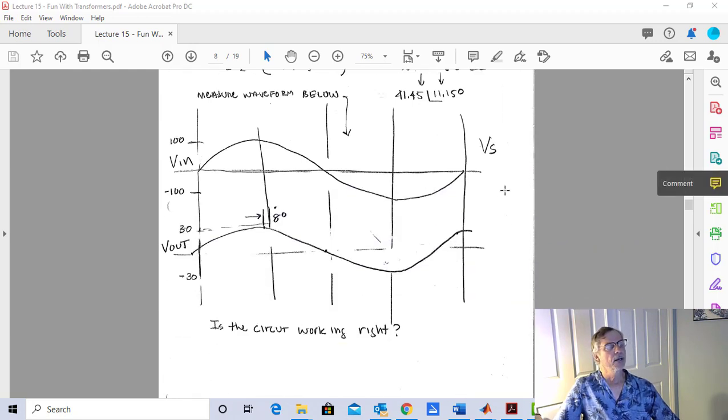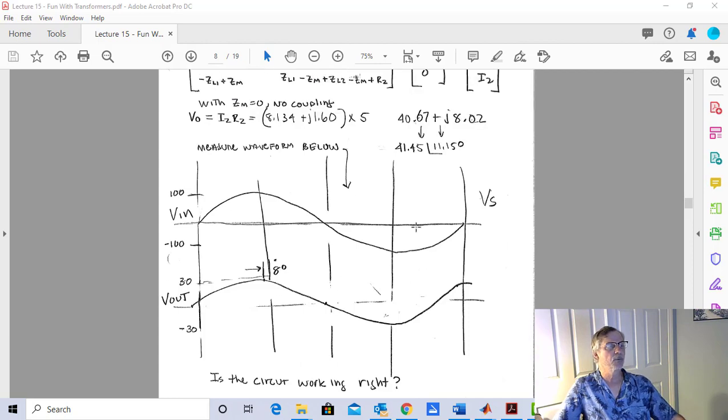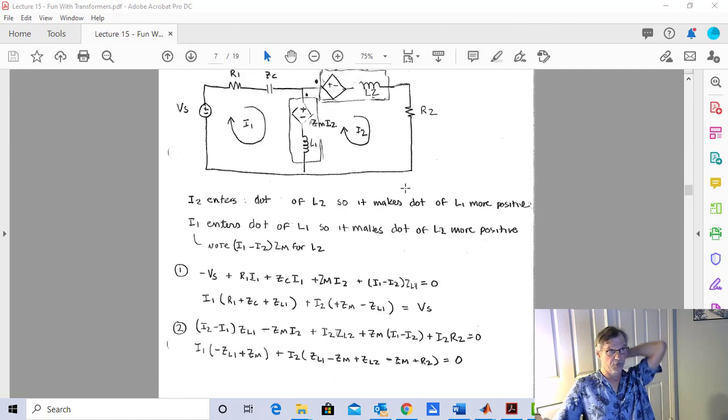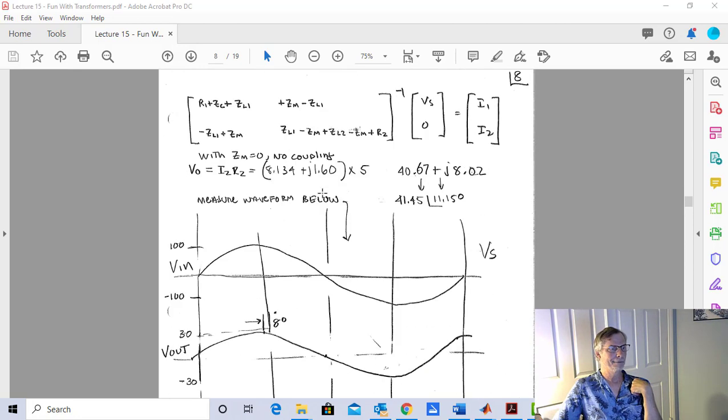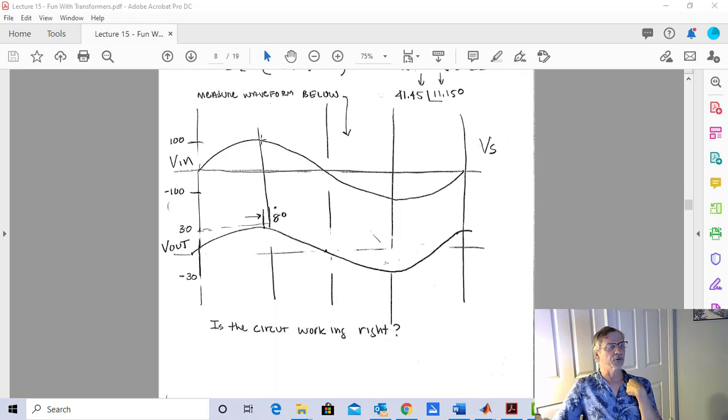So now let's look at what we got when we actually did the waveform measurements. I put in my 100 volts peak here, and I looked at my V out.